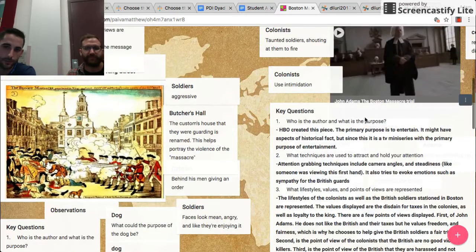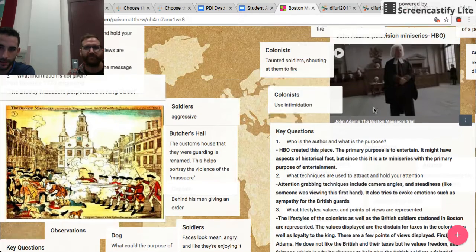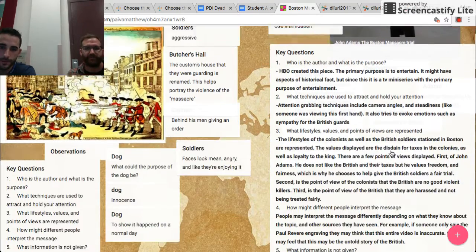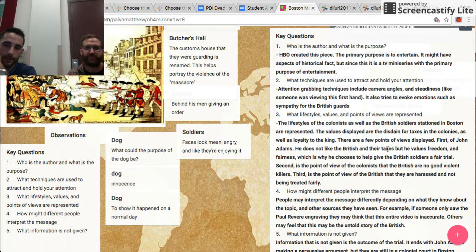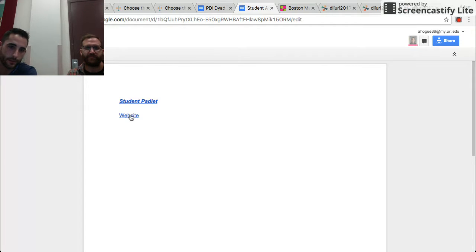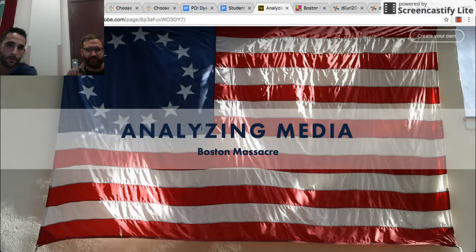So they modeled the first one, which was a video. They went through the questions, and then after they answered the questions for each source, we had them create a screencast explaining it, and then they had to create a digital presentation, which I left up to them. So group 1 decided to do an Adobe Spark web page.